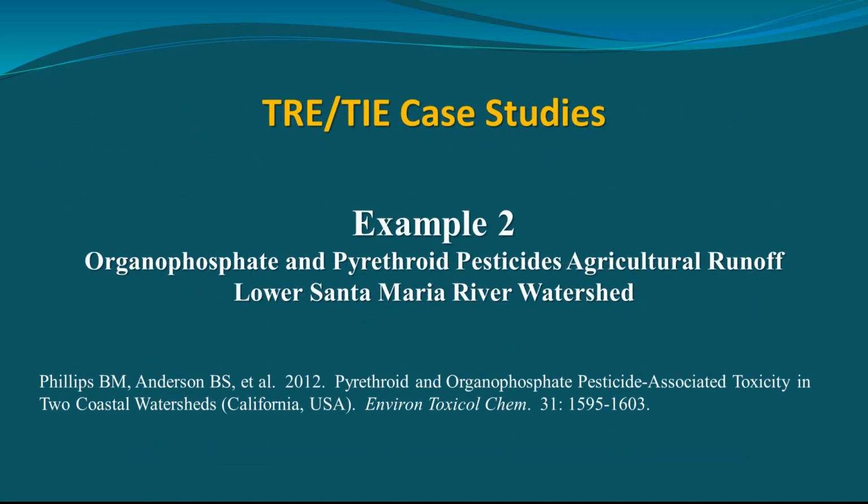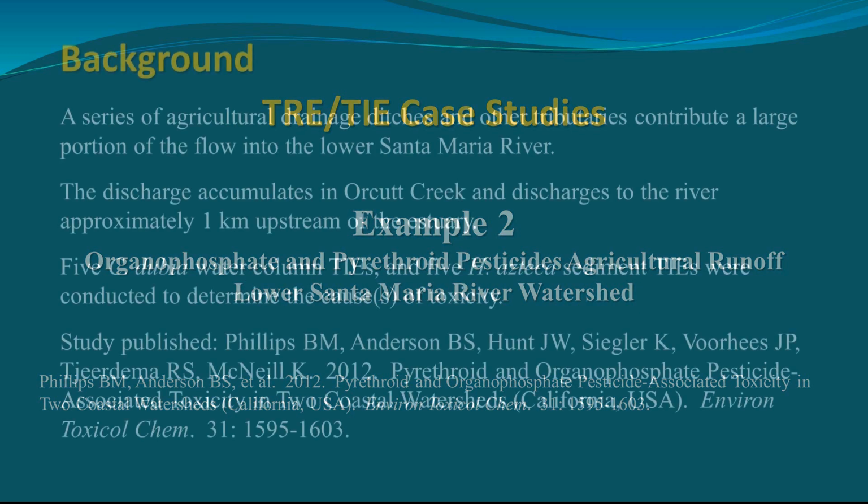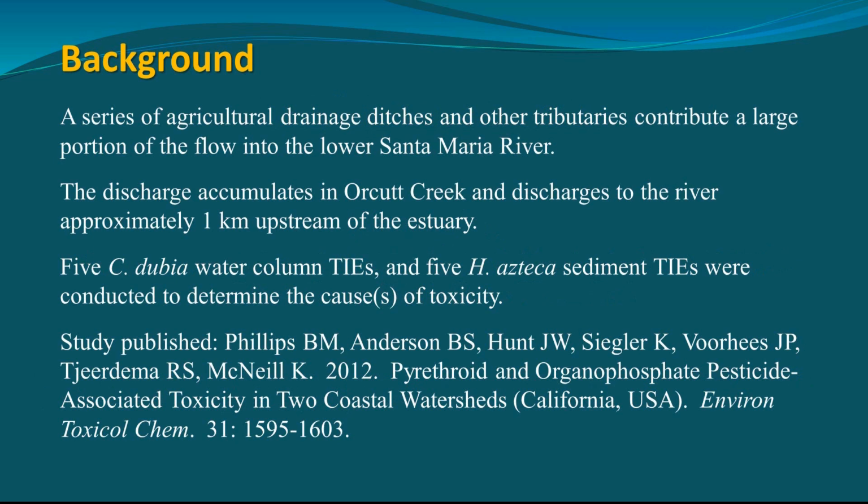Then the second example is organophosphate pesticides. And I included this example because I wanted to add what we're doing on TREs for pesticides on the Central Coast. So this is a couple of different ag discharges that go into the lower Santa Maria River on the Central Coast. So these are a bunch of different ag drainages that go into Orcutt Creek and Solomon Creek, which drain into the Santa Maria River right at the lower river.